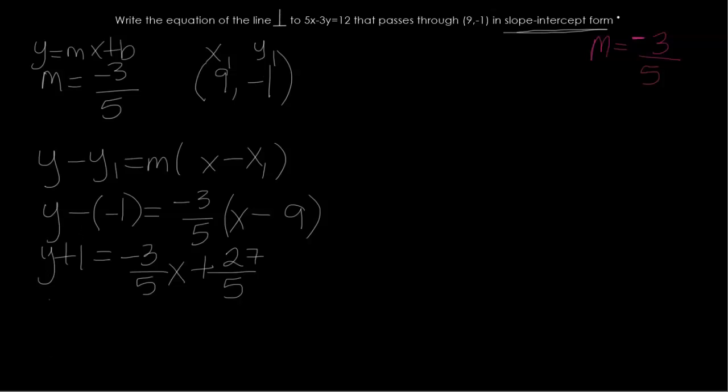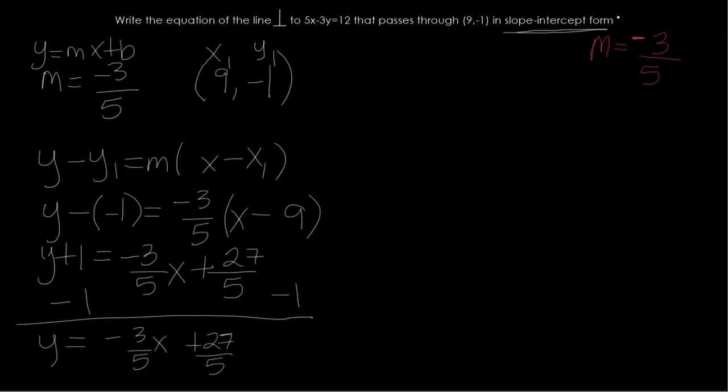Okay, so let's go. I need to get rid of this 1. So let's subtract the 1 from both sides of the equation. If I do that, what am I left with? y equals negative 3/5 x plus 27/5 minus 1. Well, in order to combine these terms, I need a common denominator. So how can I rewrite 1 as a fraction? Well, 1 with a denominator of 5 would be 5/5, because 5/5 is the same thing as 1.